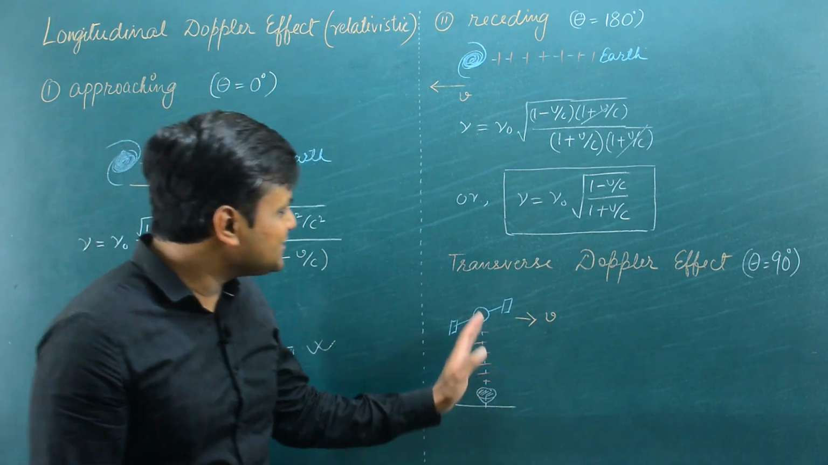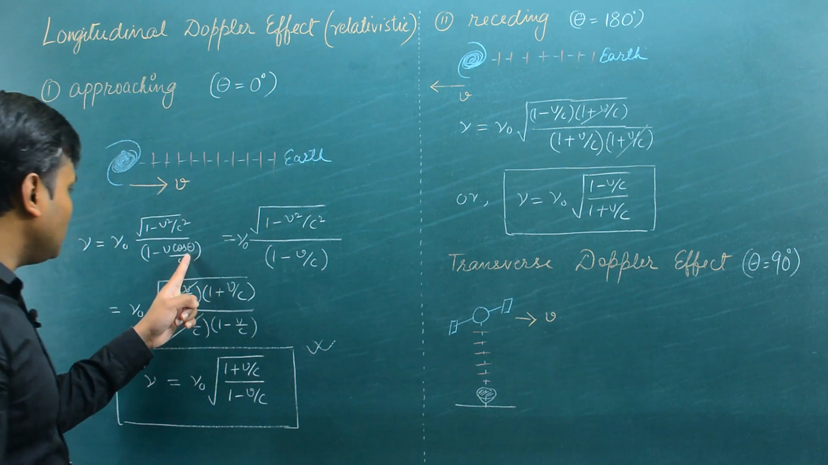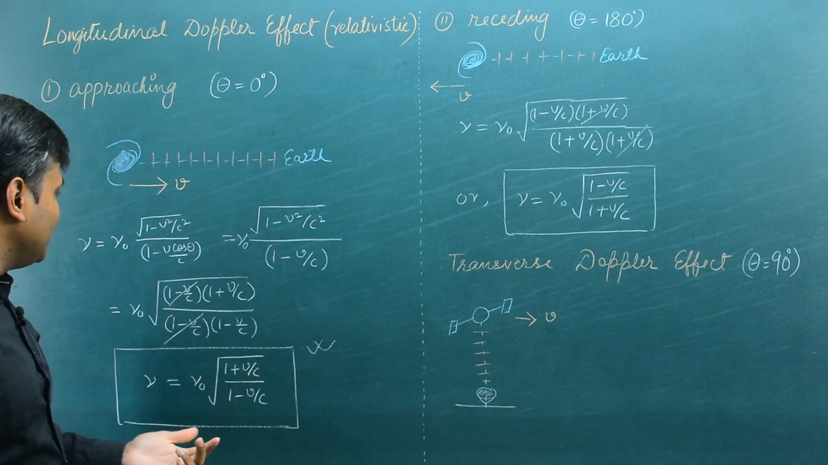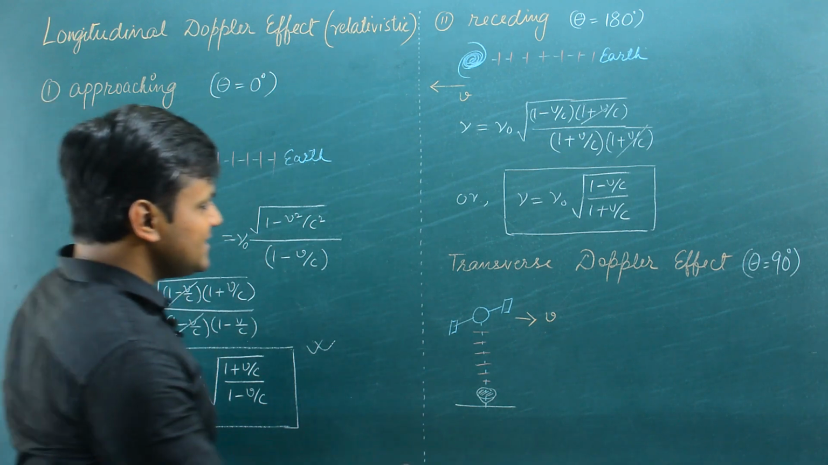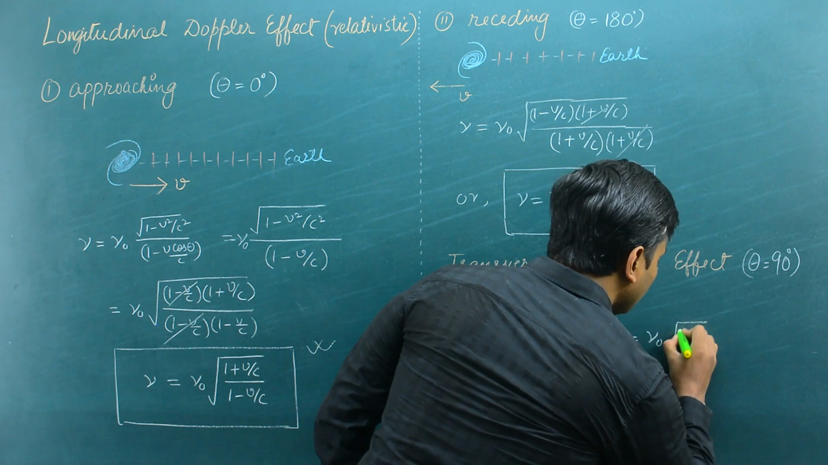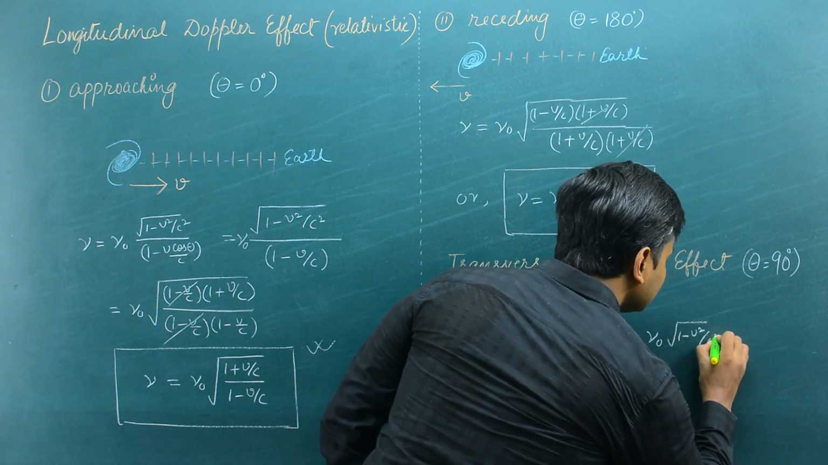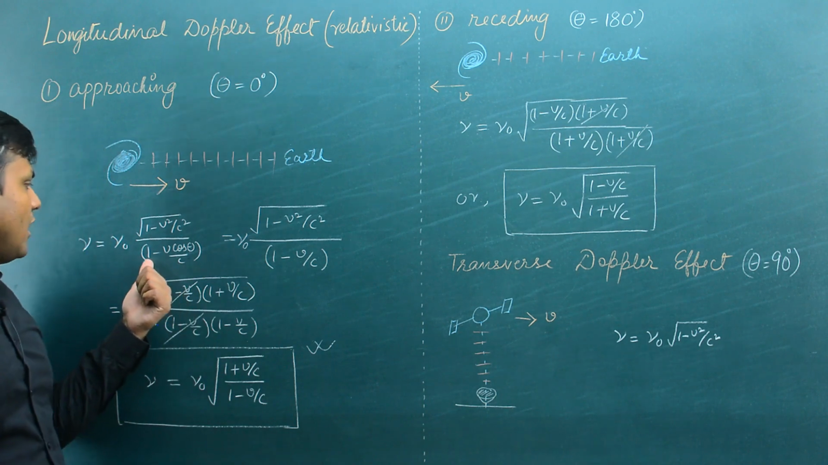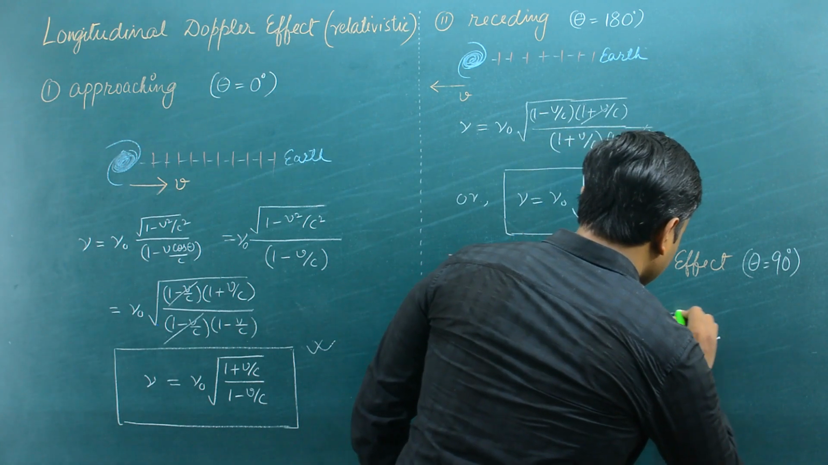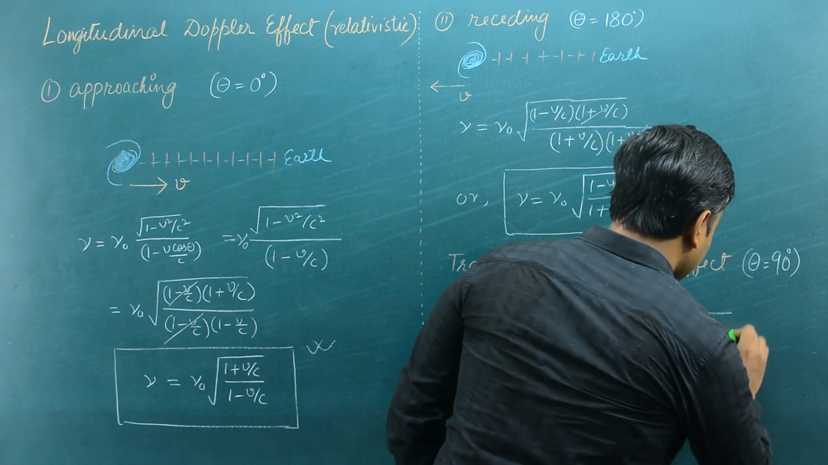And finally, in the case of the transverse Doppler effect, theta comes out to be 90 degrees, and cos theta, where theta is 90 degrees, is actually 0. So this simply becomes nu is equal to nu naught root over 1 minus v square upon c square, and in the denominator you have 1 minus 0, just 1. So this is quite simply put the transverse relativistic Doppler effect.